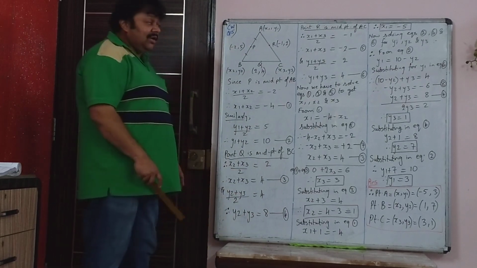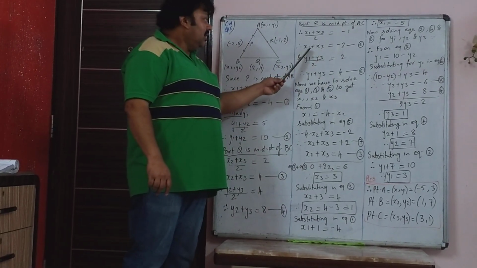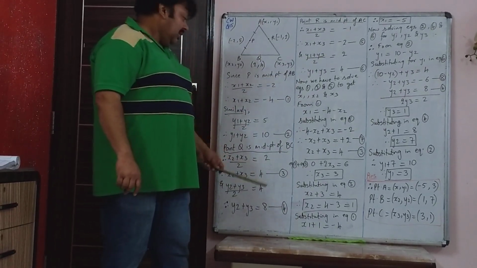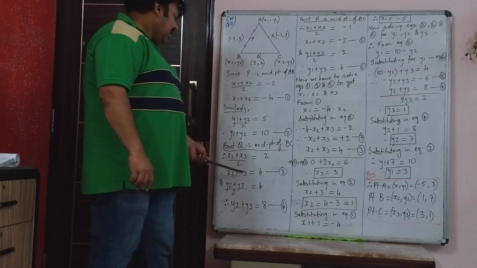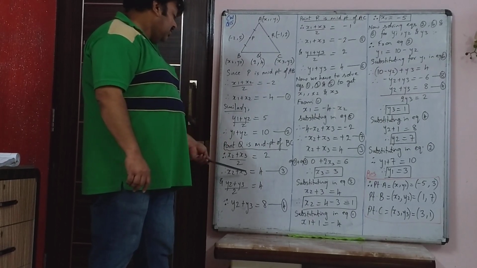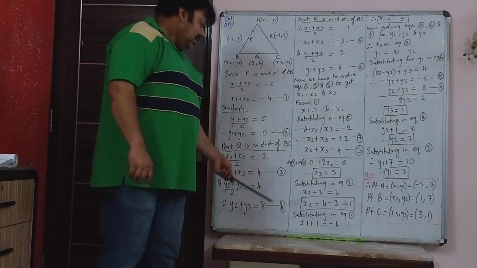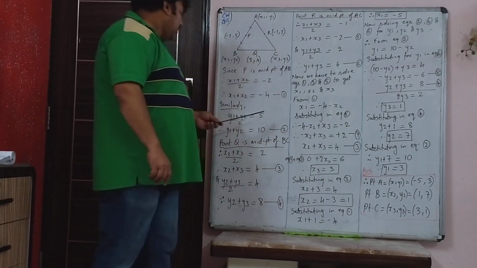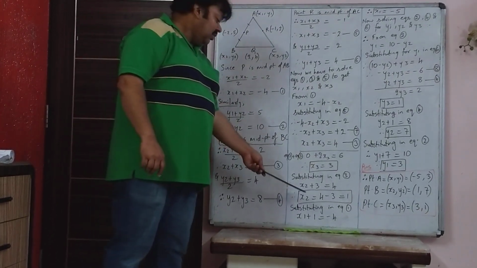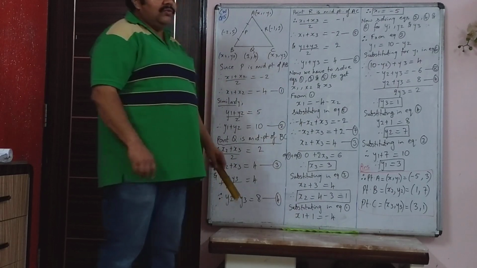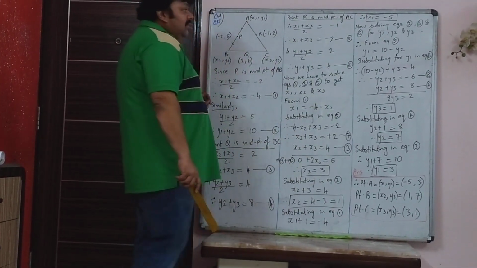Now that you've got x3, you can substitute that in equation 5 and find x1. Or once you have x3, you can substitute it in equation 3 and find x2. So you will get x2 plus 3 is 4, so x2 is 1. Then that x2 you can substitute in equation 1. So x1 plus 1 is minus 4, so x1 is minus 5. So you have now got x1, x2 and x3.